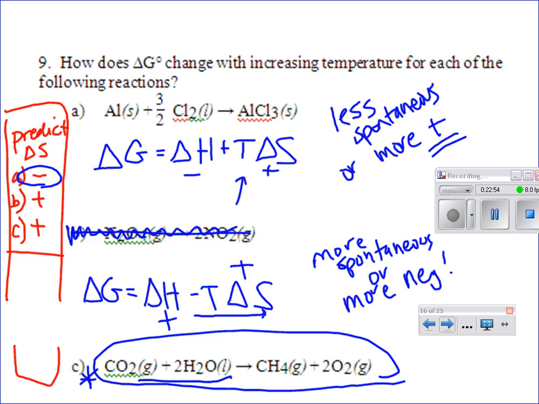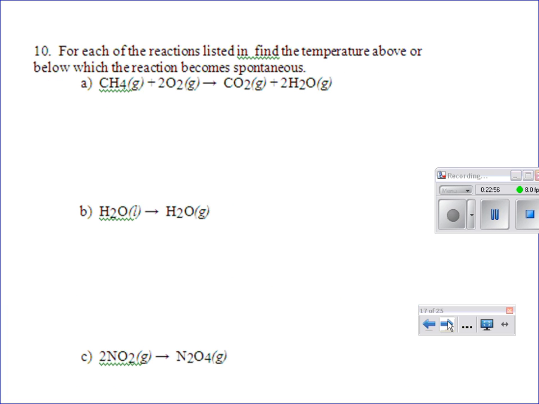Okay, almost done. On this next page, number 10, I'm not even going to work these with you because we've done this now 3 or 4 times in the last 10 minutes. But I am going to write down the steps of how to do these problems because I want to make sure you're 100% clear. For each of the reactions listed, find the temperature above or below which the reaction becomes spontaneous. So when you're looking for temperature and spontaneity, you're probably going to have to use Gibbs free energy. So what is our first step in this problem?